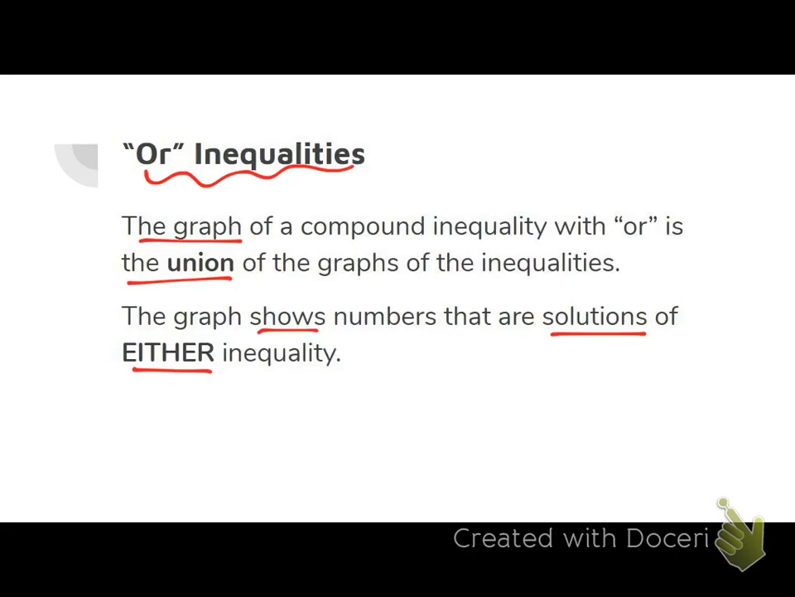Okay, this whole intersection versus union will make more sense when we actually show graphs of them. For example, an or graph is usually going to just look like two problems graphed on the same number line. So it could look something like this. We would just have two graphs and we would see them on the same number line. That's what it means by union.